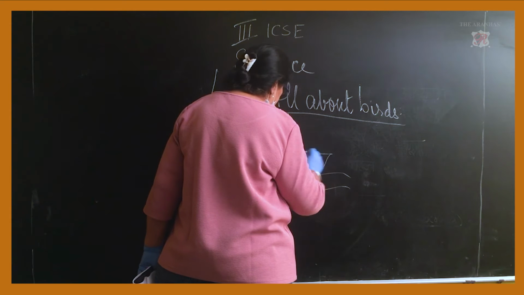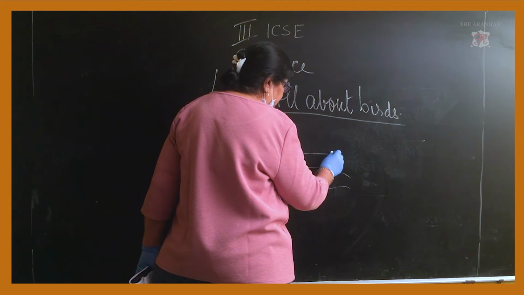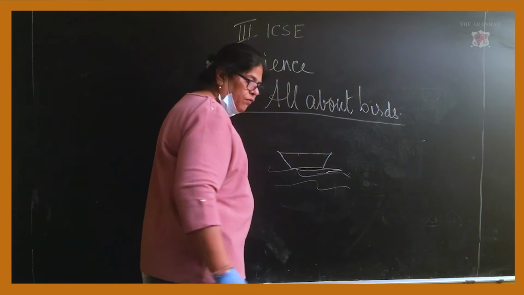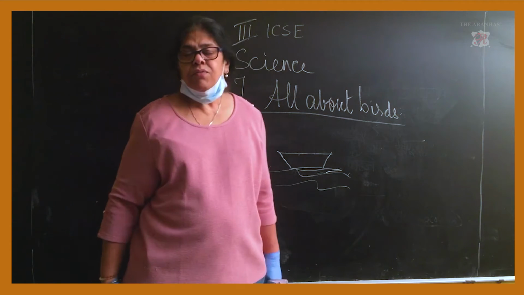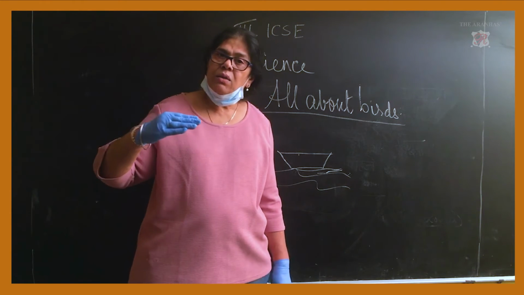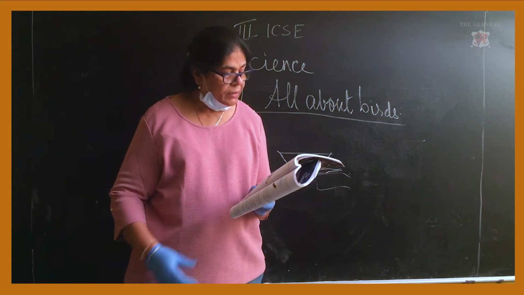It is pointed at two ends and it is broad in the middle. This helps the boat to wade through water, to cut through water and to move forward. The same way, the bird's body also is shaped like a boat so that it can cut through the air and move forward.